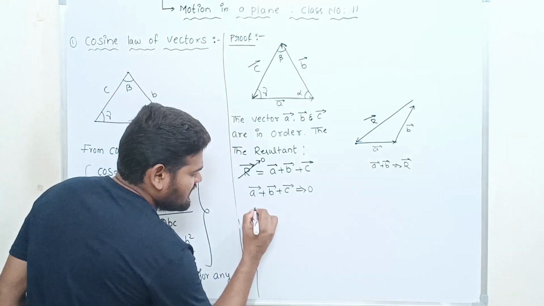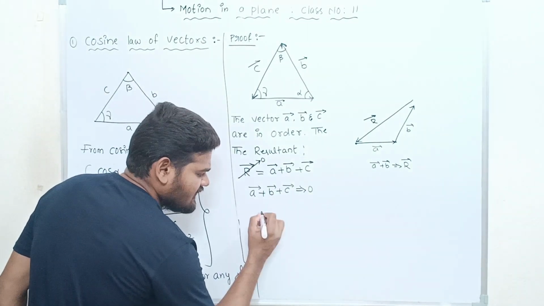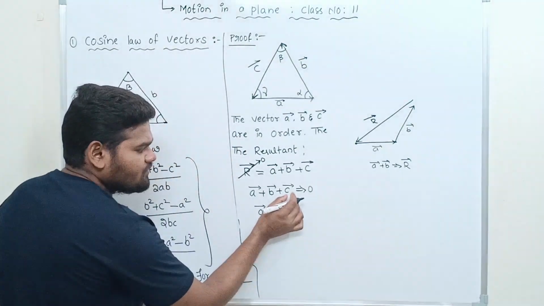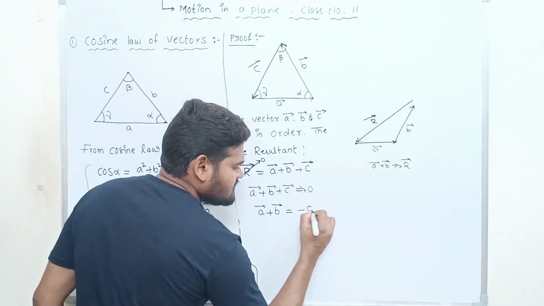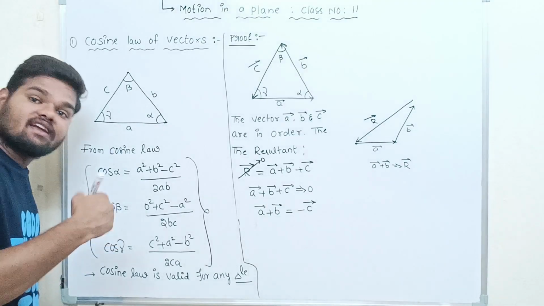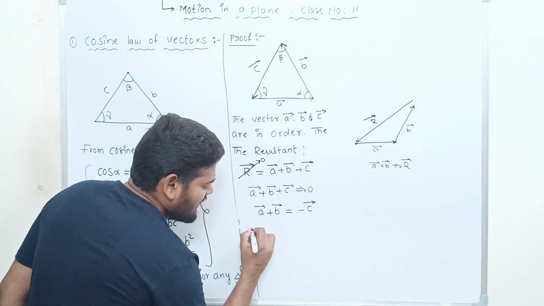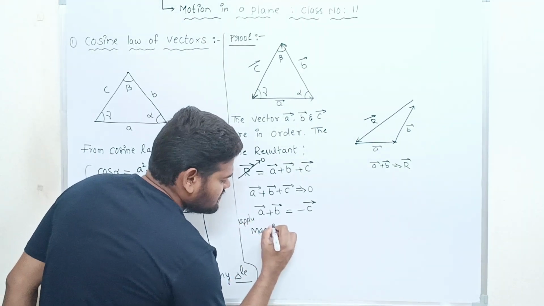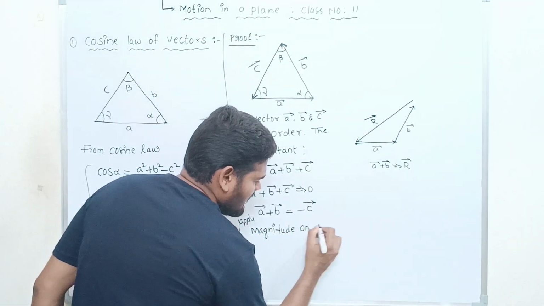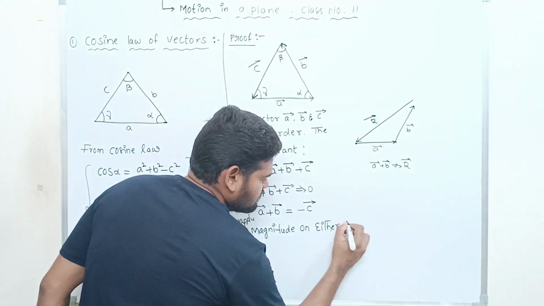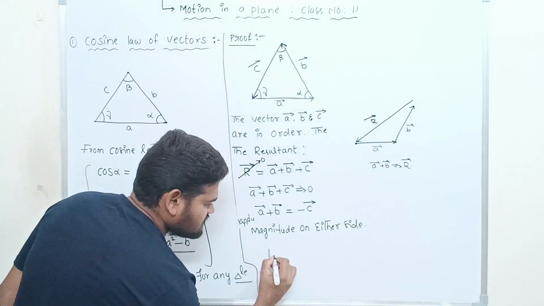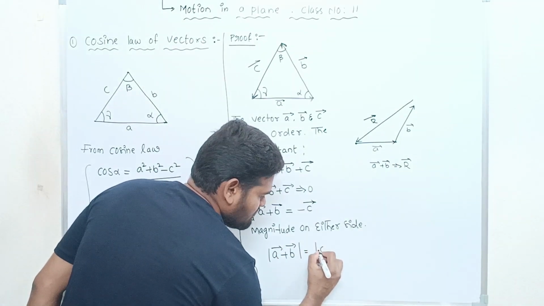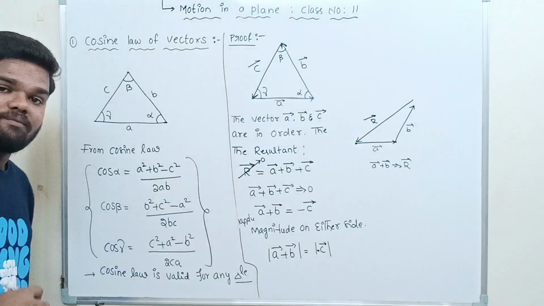Then we can write A bar plus B bar plus C bar is equal to 0. So I'm just placing this A bar vector and B bar vector here itself, that is equal to, if plus C bar goes to that side, it becomes minus C bar. Are you getting any doubts? Right. I'm just applying magnitude on either side. So magnitude of A bar plus B bar is equal to magnitude of minus C bar.